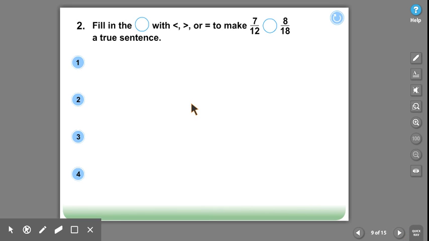Here's example number 2, again on page 272. Fill the circle with less than, greater than, or equal to make 7/12 circle 8/18 a true sentence. Now here it becomes a little difficult because these two have unlike denominators. So whenever you have unlike denominators, it's very difficult to compare them unless they have the same denominator. So our first thing we're going to do is find our least common denominator. So our least common denominator of 12 and 18 is 36.